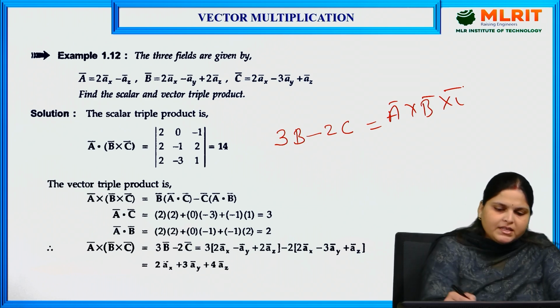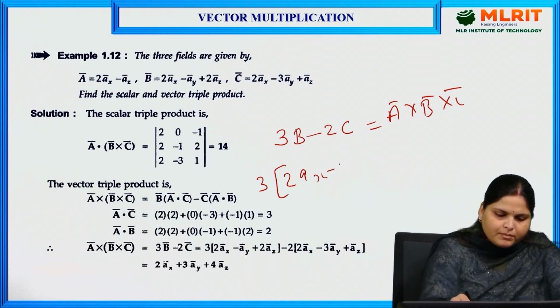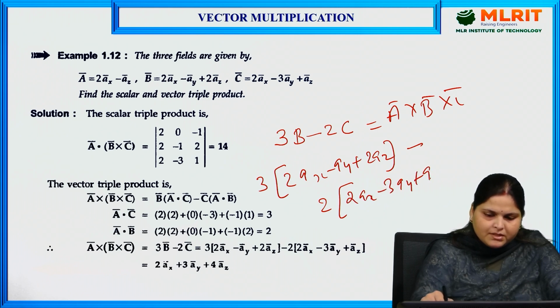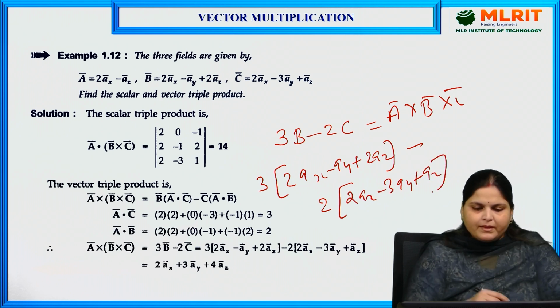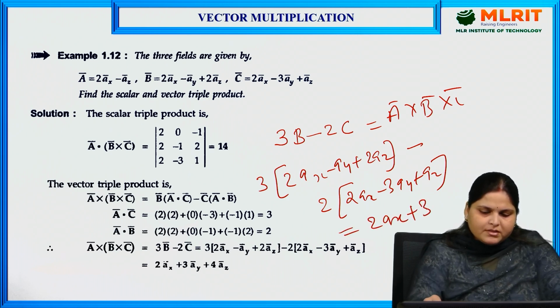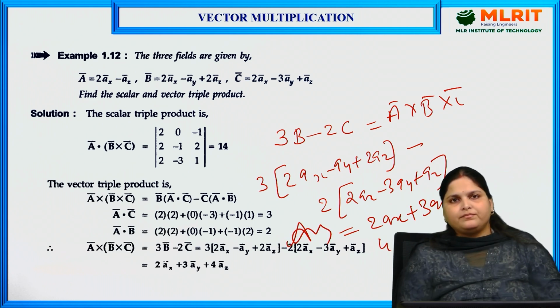Now B and C we already have, so what we can write? 3 times B, which is 2AX minus AY plus 2AZ, minus 2 times C. C is given as 2AX minus 3AY plus AZ. And when we solve it further, we will get the answer as 2AX plus 3AY plus 4AZ. This is the answer. Thank you so much.